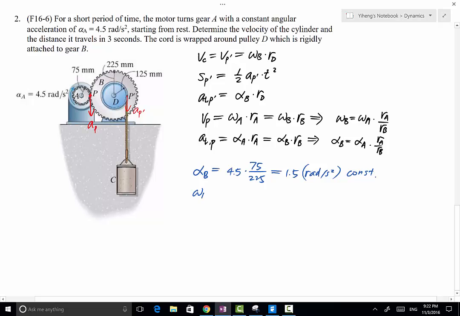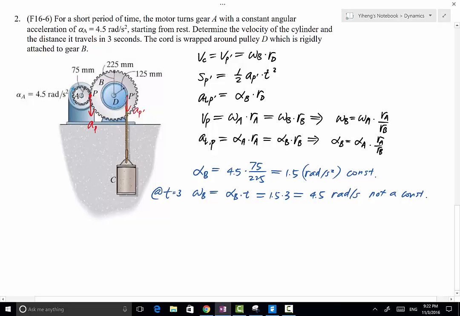When alpha is a constant, omega B also equals alpha B times t. It is actually omega 0 plus alpha B times t, but initially the system is at rest, therefore it's simply alpha B times t, and that equals 1.5 times 3, and that is 4.5 radian per second. Now this is not a constant. This is evaluated at t equals 3 seconds.